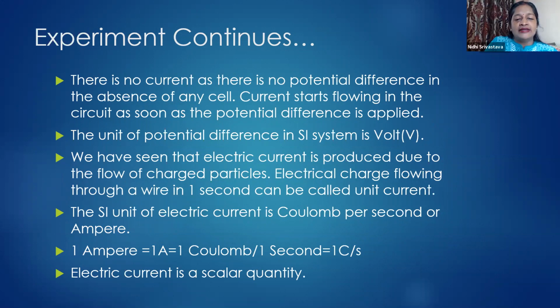We have seen that electric current is produced due to the flow of charged particles. Electrical charge flowing through a wire in 1 second can be called unit current. The SI unit of electric current is coulomb per second, or ampere. 1 ampere, 1 A, is equal to 1 coulomb per second, that is 1 C/s. Electric current is a scalar quantity.